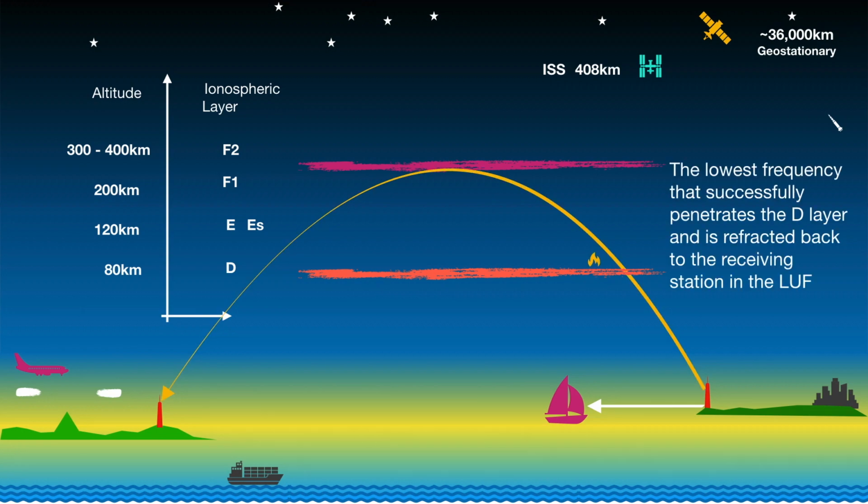Now, the lowest frequency that successfully penetrates the D layer and is refracted back to the receiving station, for a particular path, is the LUF, the lowest usable frequency. And there we've shown it with a yellow graphic. It's going through. You can see some attenuation has taken place, but enough signal has got through to the F2 layer to make it back down to Earth at the receiving station on the left. So that's the lowest usable frequency.